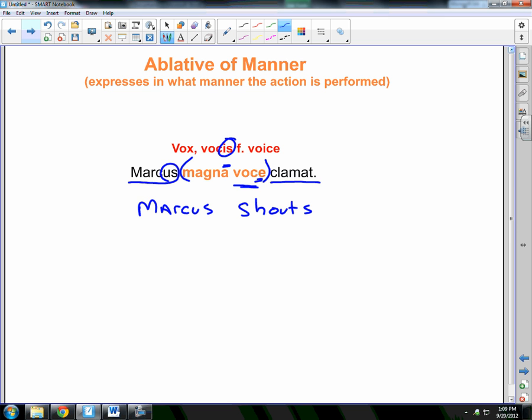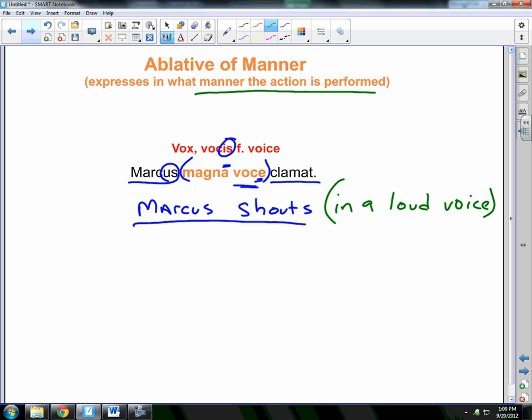It's not a time word. Voice is not a time word. It's not an actual object like stick, like we saw with stick. It's something else. It's how the action is being done. It's the manner in which Marcus is shouting. So we're not going to use by means of. We're going to use in a loud voice. Now we've already had this sentence, so we know how to translate it already. But this in a loud voice is expressing the manner in which the action is performed. So when we have an expression of manner, we're going to use an ablative, and again, it's not going to have a preposition.